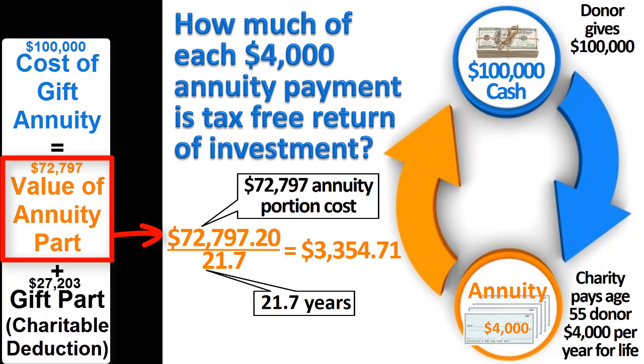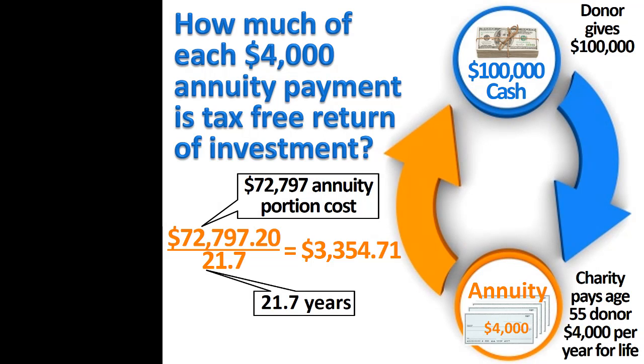As a result of this calculation, we can now say that out of each $4,000 annuity payment, $3,354.71 will be treated as tax-free return of investment. This is how each annuity check will be treated until the entire $72,797.20 of the investment in the annuity portion has been returned.